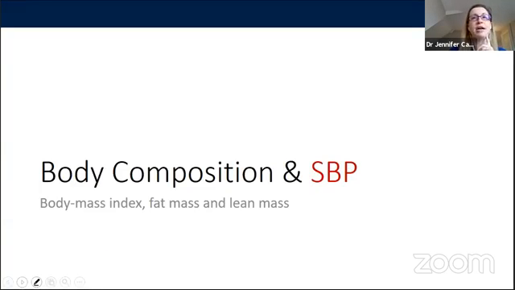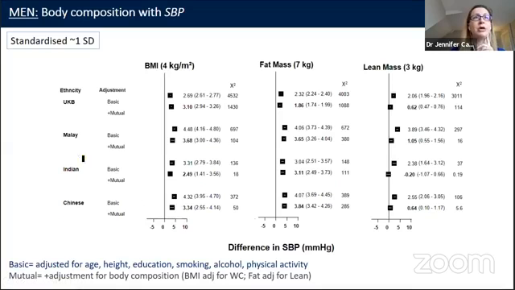Okay, so first let's go ahead and look at the relationship between body composition and systolic blood pressure. What we have here on the left are the four ethnicities, and I've presented two linear regression models. The first model is my basic model, adjusted for age and height, education, and a variety of lifestyle confounders. My second model is mutual adjustment. That means I've added in an adjustment for other measures of body composition, because measures of body composition are highly correlated. What we wanted to see is the relationship of BMI, say an overall measure of body size, independent of, say, your waist circumference.